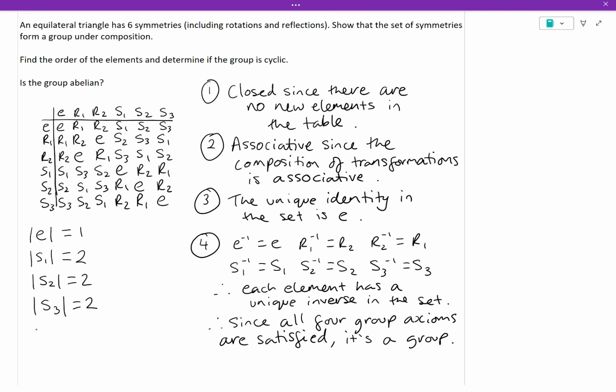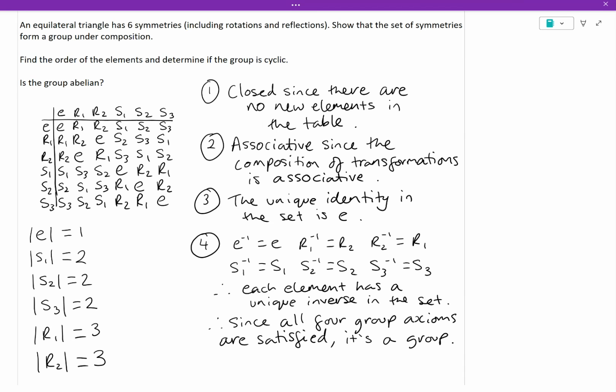And then let's do our rotations. So R1. I mean, you can use the Cayley table to do this, but also logically, if you rotate by 120, rotate by 120 again, then rotate by 120 again, you've rotated 360, which is the identity. So the order of the element should be 3 for R1. And then for R2, given that that's the inverse of R1, we know it's also going to be 3. And remember, the order of an element is a factor of the order of the group. So the order of the group is 6. Okay, so all my element orders make sense.